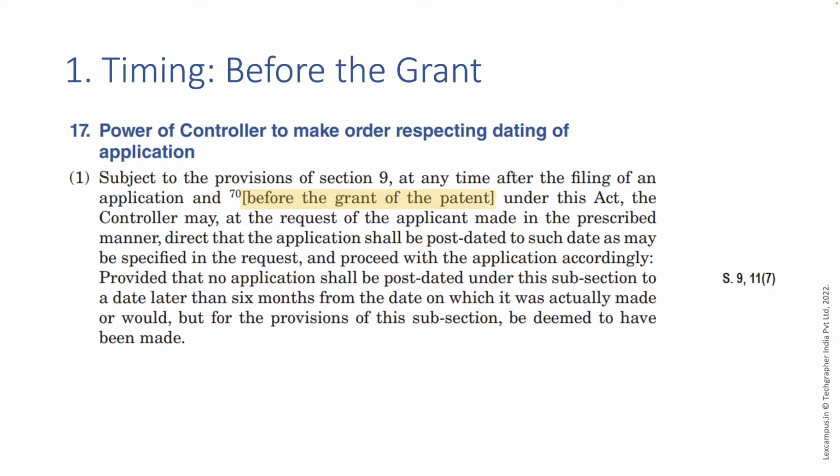Under the Act, the controller may, at the request of an applicant made in the prescribed manner, direct the application to be post-dated to such a date as may be specified in the request and proceed with the application accordingly. Now, what we see here is that the timing of dating of the application, and in this case post dating, can or should happen before the grant, because once the patent is granted, you cannot change the priority date. It is fixed. So this is the first thing that you will remember, the timing, and the application can be post dated any time before the grant of a patent.